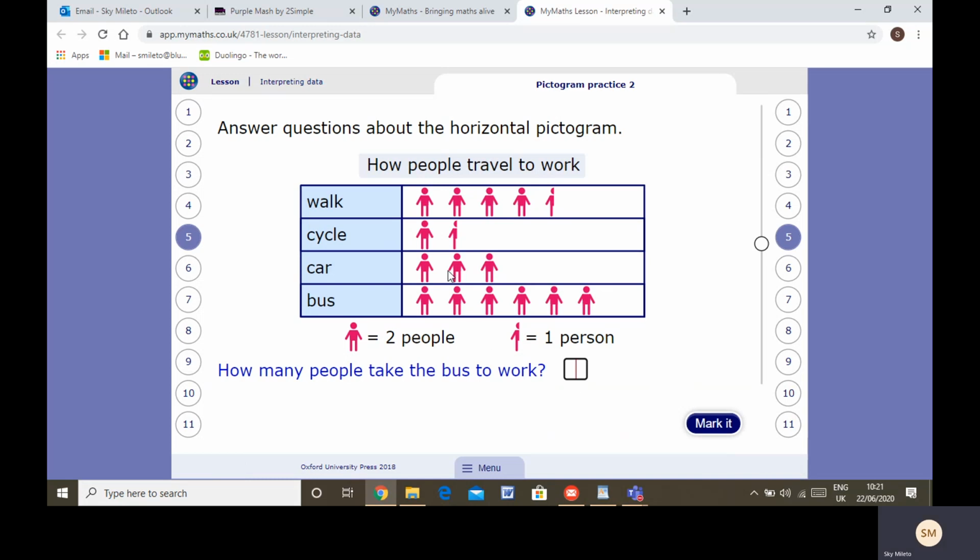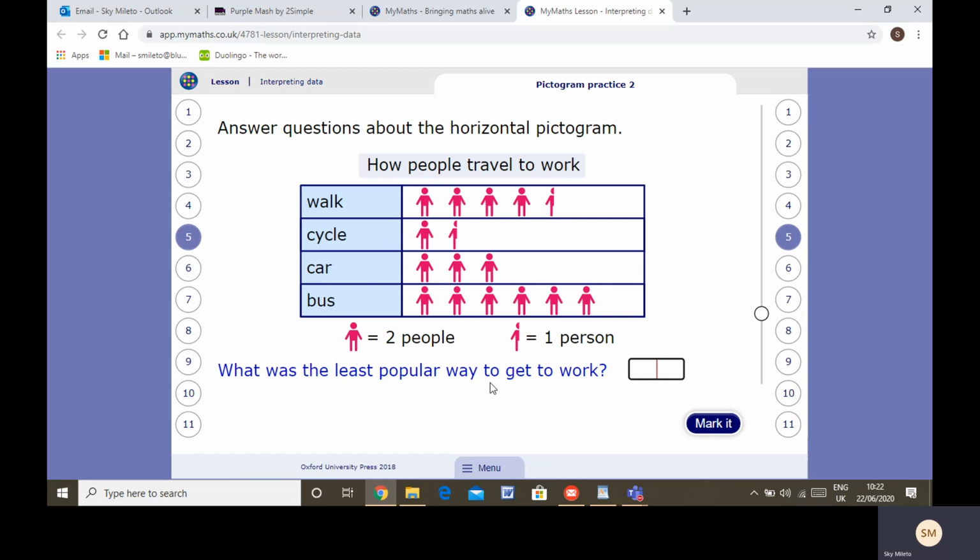How many people take the bus? 2, 4, 6, 8, 10, 12. We don't have any half people, so we know that it's a number divisible by 2. There are 6 people, which means that 2 times 6 is 12. Or you can count them as I did at first.